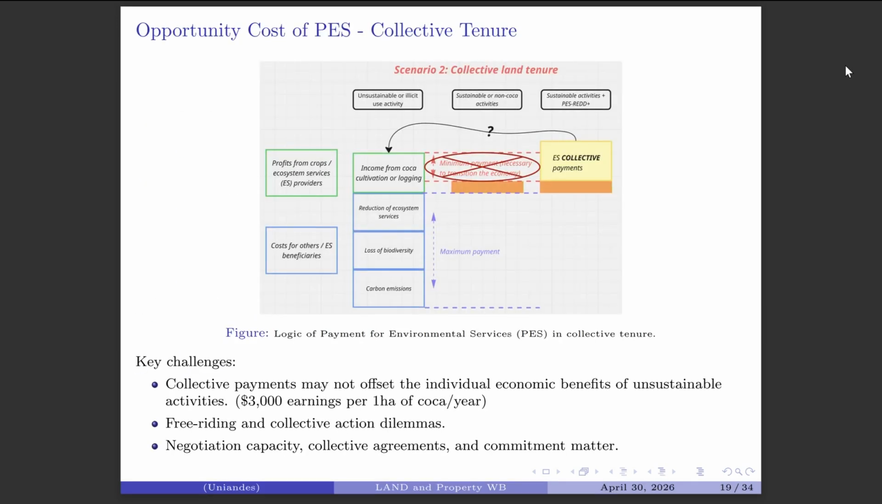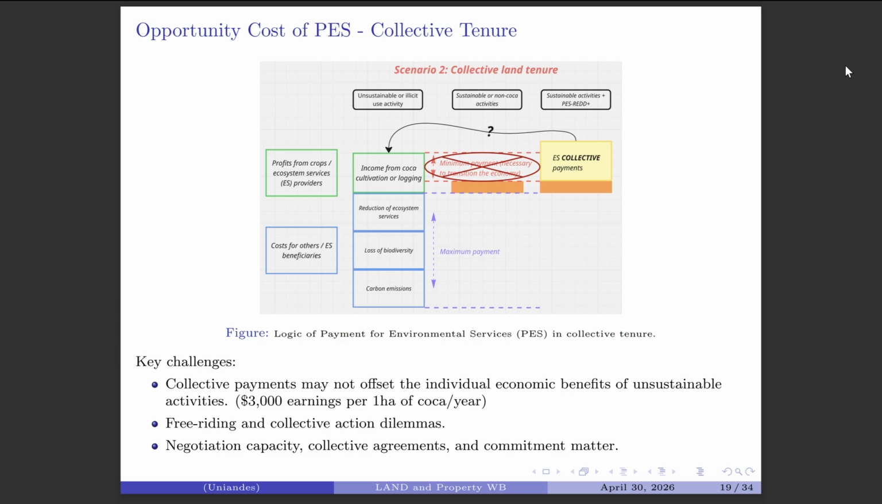So our second question was, okay, how this kind of payment for environmental services can, in a collective tenure setting, offset the opportunity cost. So we have key challenges here.